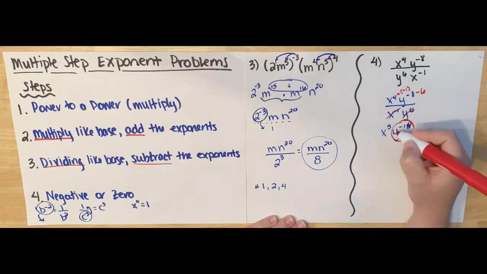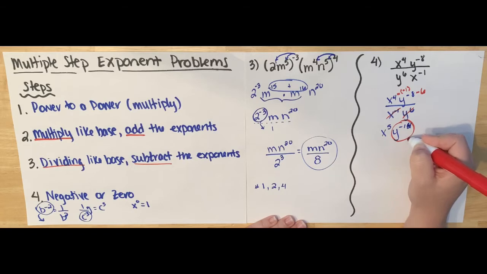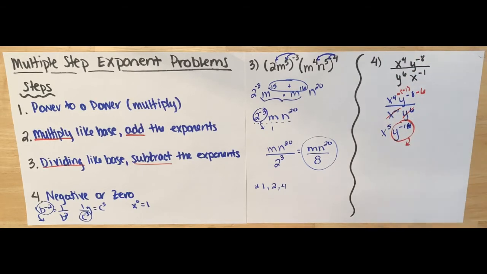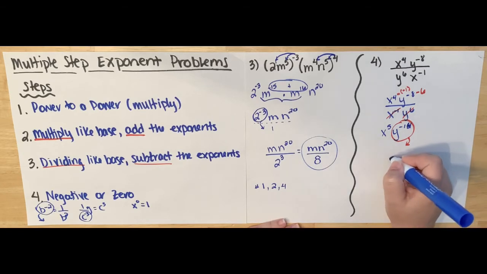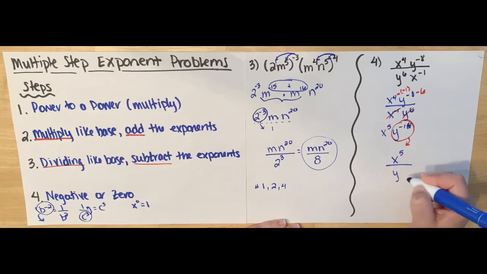-14, and it's attached to y. It's in the numerator because I don't see a denominator in the problem. Like here I saw the denominator, here I do not. So it's going to move down to make it positive. And my final answer is x to the 5th over y to the positive 14th.